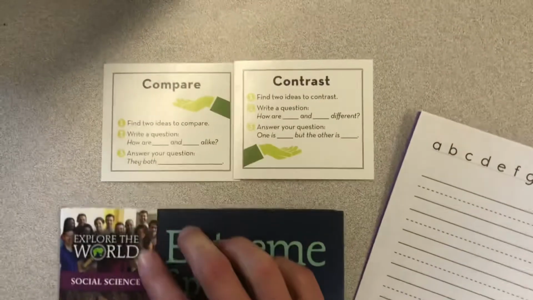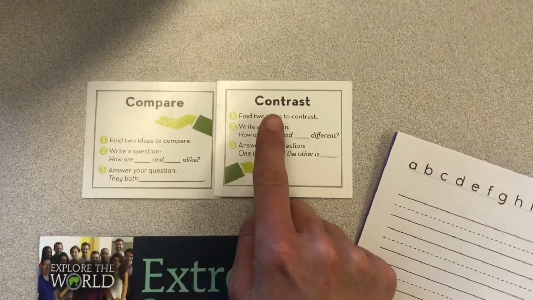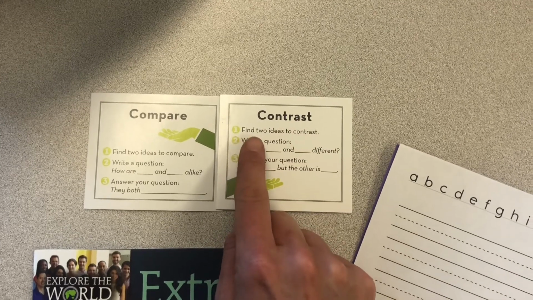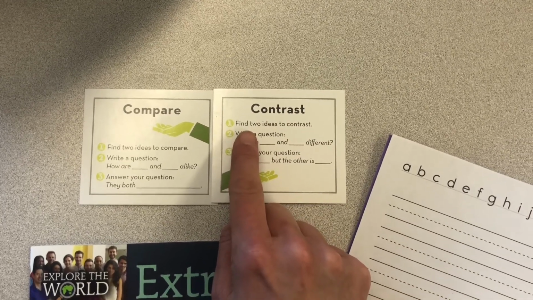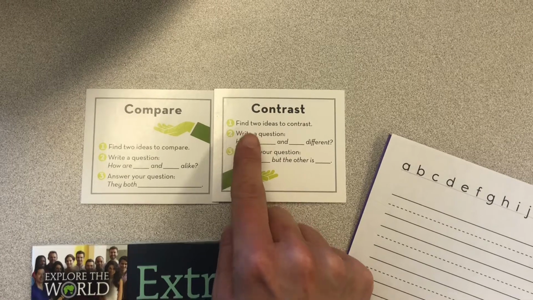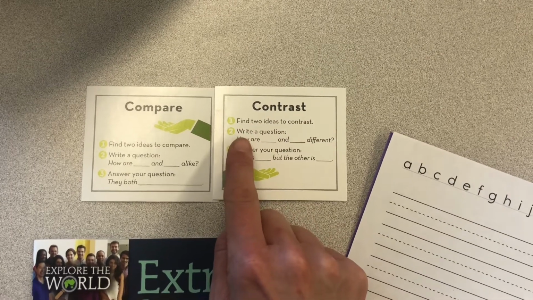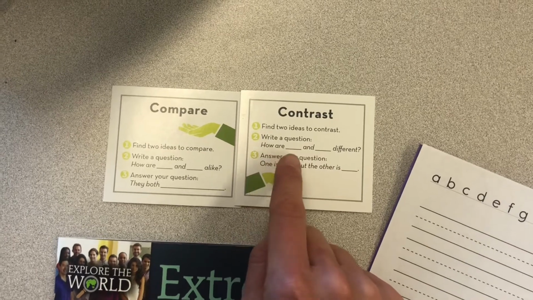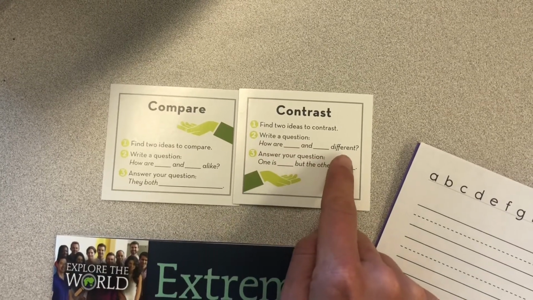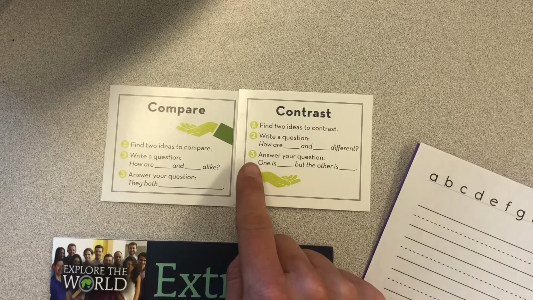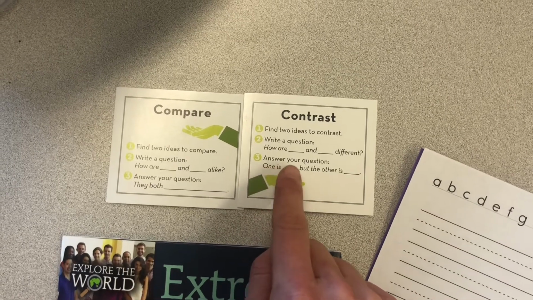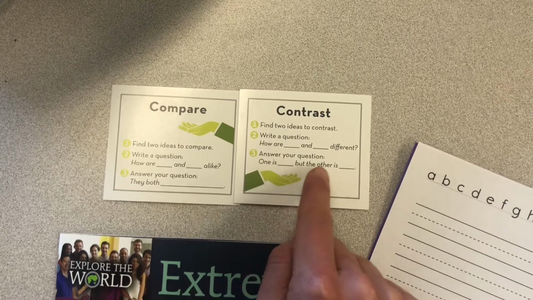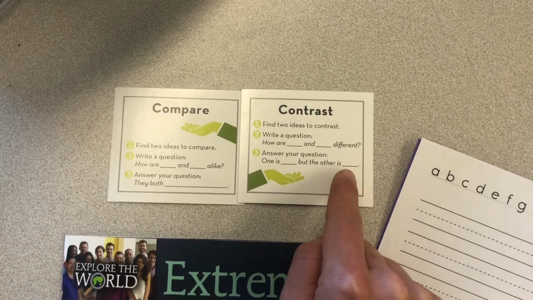We could also take a look at the contrast card. Let's read that together. Contrast. Number 1. Find 2 ideas to contrast. Number 2. Write a question, like, how are blank and blank different? Number 3. Answer your question. One is blank, but the other is blank.